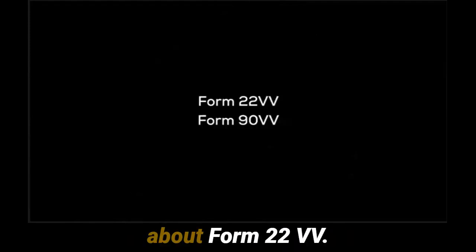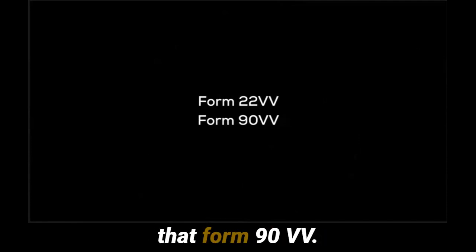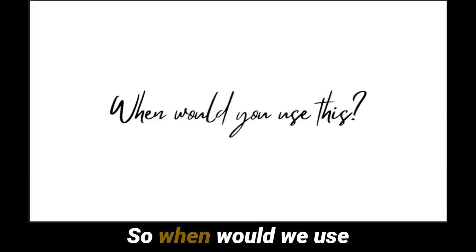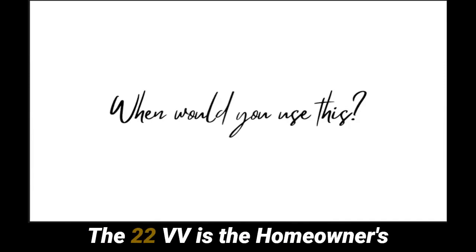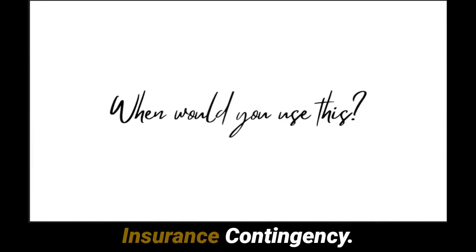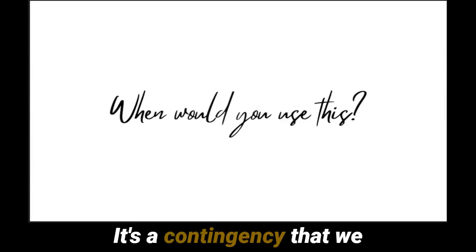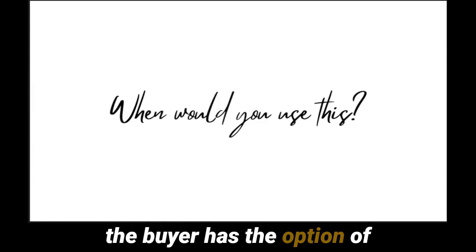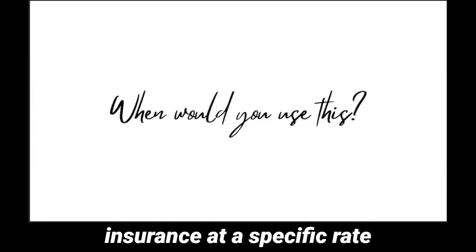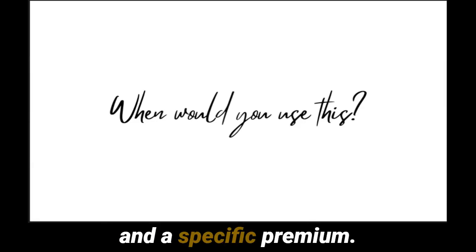Today, we're going to talk about Form 22VV and the notice for that form, 90VV. So when would we use a 22VV and what is it? The 22VV is the homeowner's insurance contingency. It's a contingency that we can put in the contracts so the buyer has the option of applying for homeowner's insurance at a specific rate and a specific premium.